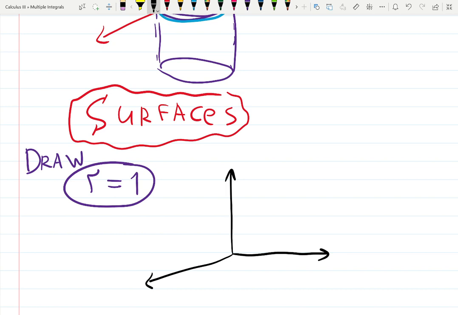R is 1, so r is the distance of how far I am from the center. I am 1 away from the center, here and here and here and here. But it is a three-dimensional object. So what do you think it's going to be? A sphere? It's interesting, yes.